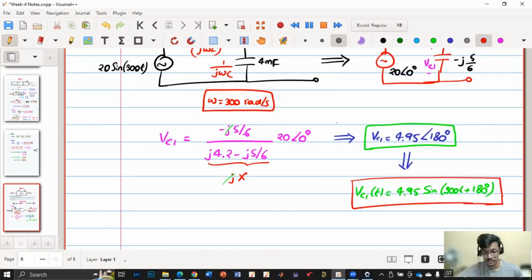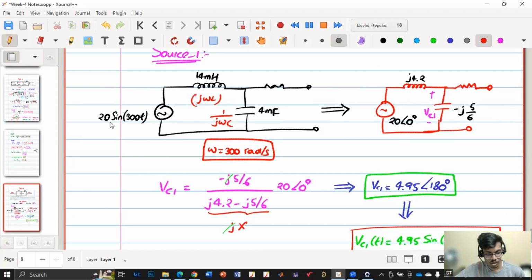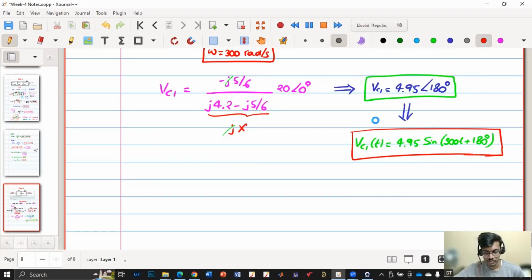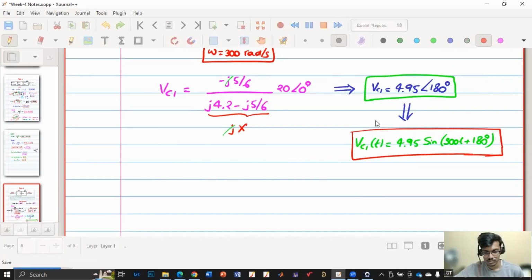Is that clear? How am I getting this? Because V angle 0 is V sine 300t, so V angle theta will be V sine 300t plus theta. Is this part clear? Yeah, please tell it once again.